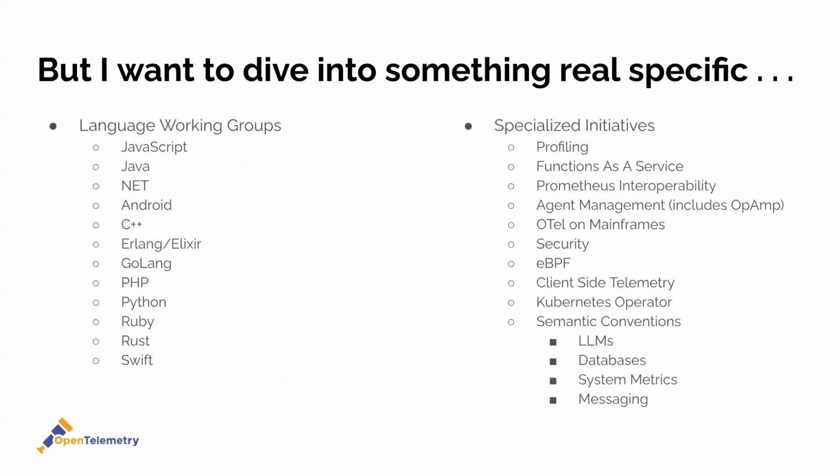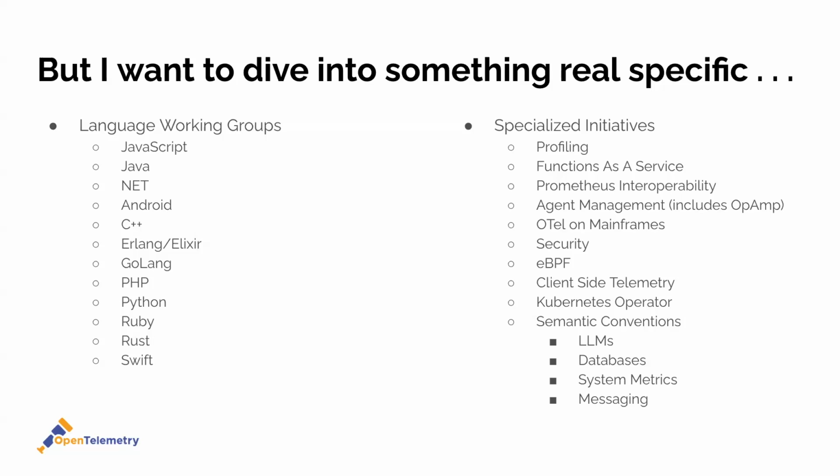And if you want to do something really specific, I'm not going to go through this whole list, but this is pretty much everything we are actively working on. So semantic conventions for LLMs, as Elijah mentioned, the Kubernetes operator, as Tejas went through, and we've got about 15 languages that are currently super actively working and a few other initiatives that are cross-cutting.